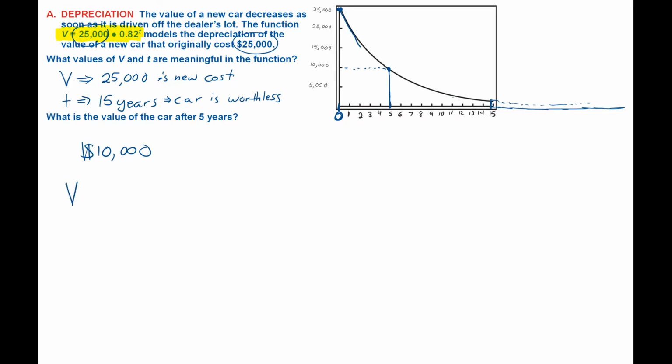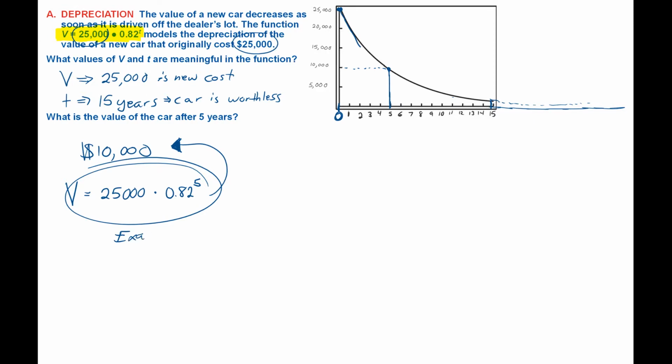Now, of course, you could use the function because they give us the equation. You go 25,000 times 0.82 to the 5th power, because t equals 5. So you'd go 0.82 to the 5th in your calculator, multiply by 25,000, and you would get the exact answer, because we're using the exact function. The graph reading is just an estimate because we looked at the graph and it kind of told us that.